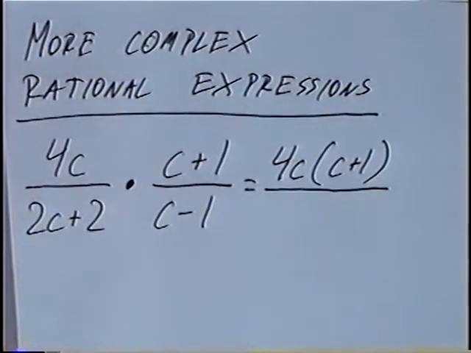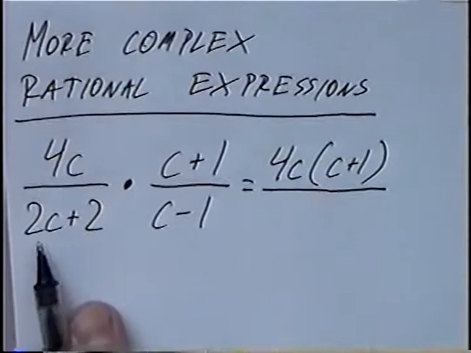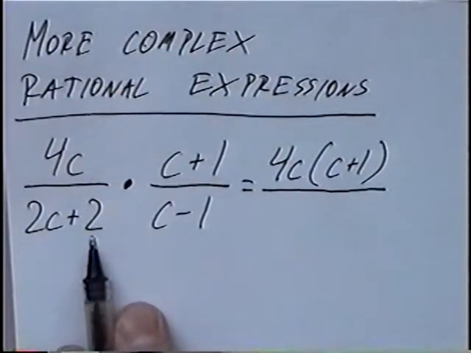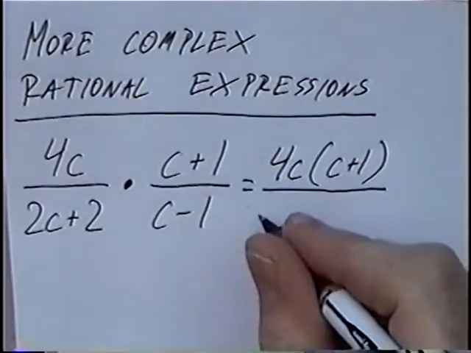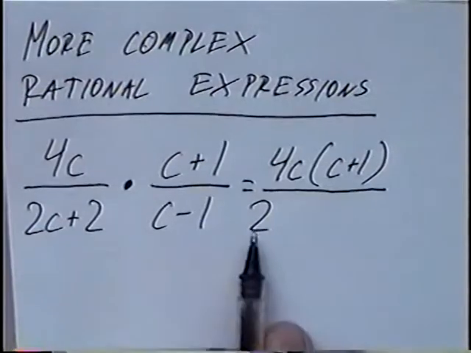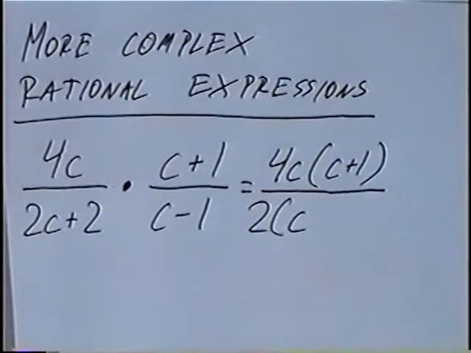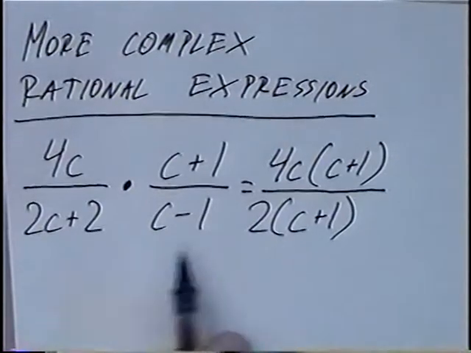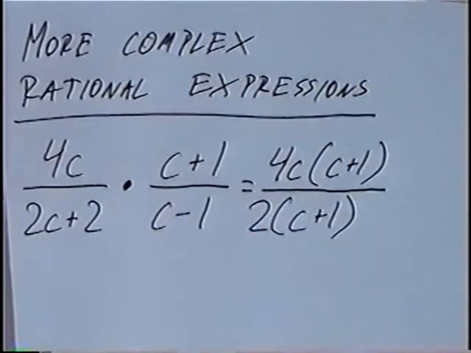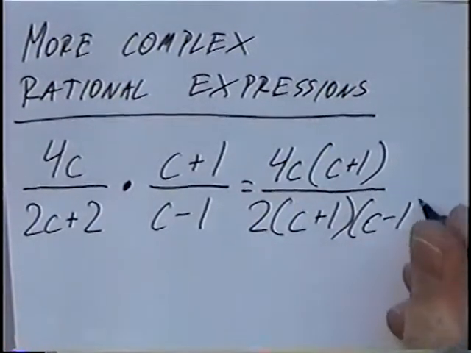For the denominator, we have 2c plus 2 times c minus 1. Before we multiply, we want to check and see if any of these factor. The first fraction, 2c plus 2, we can factor or take out a common factor. 2 divides into both numbers, so we take a 2 out. Dividing by 2, we'll be left with c, and dividing by 2, we'll be left with a positive 1. So 2c plus 2 factors to 2 times c plus 1. Multiplying by a second factor, we can rewrite that c minus 1.